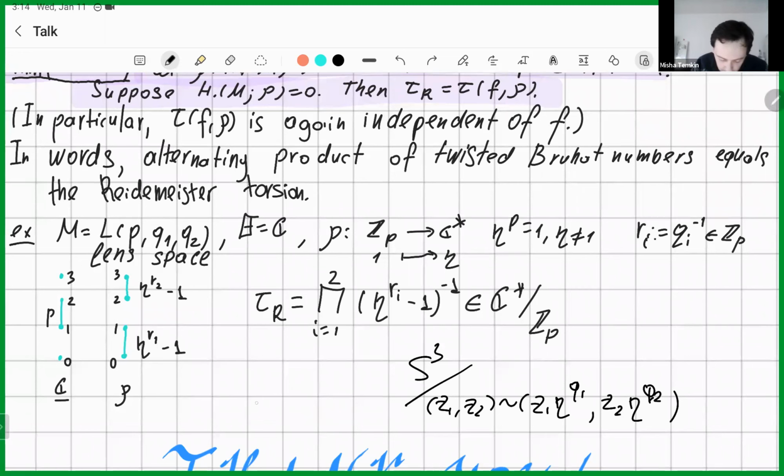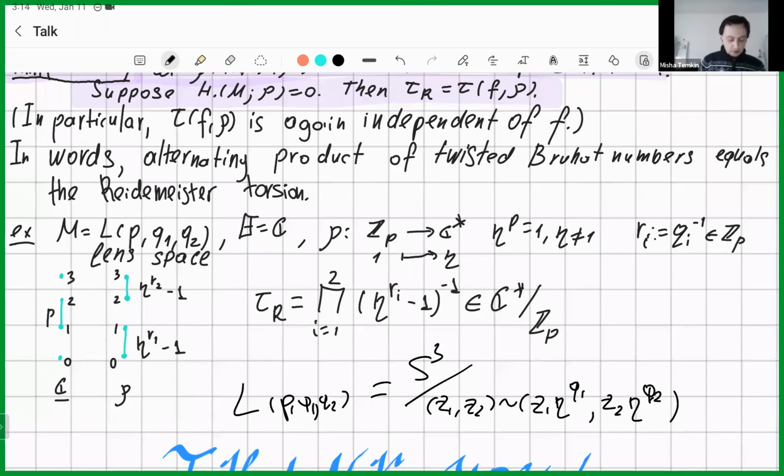So this is L(p; q1, q2). Right, okay. So then there is a standard Morse function on this lens space, which gives the standard cell decomposition in 4 cells of indices 0, 1, 2, 3.